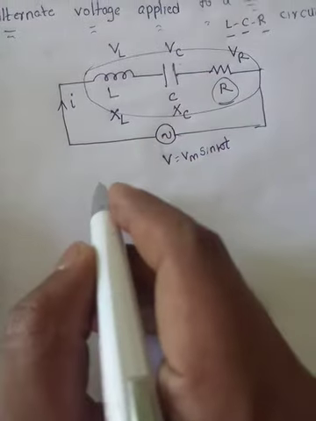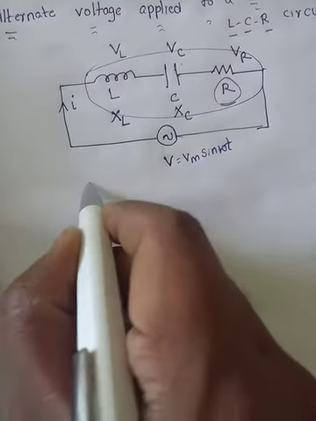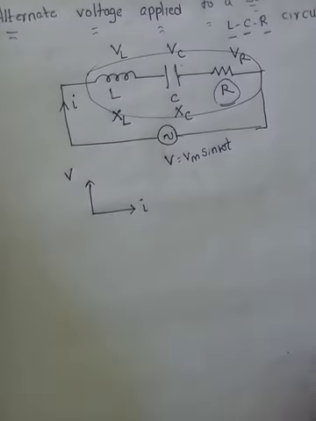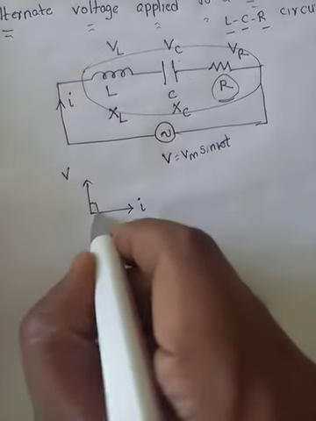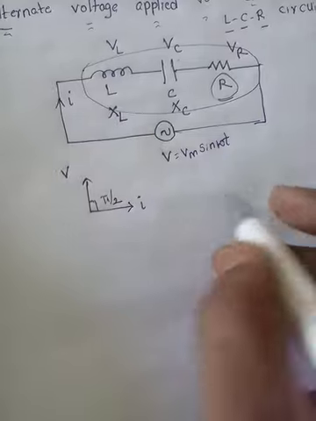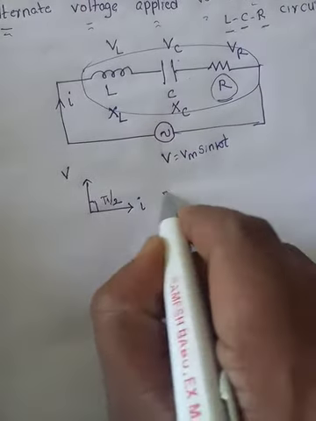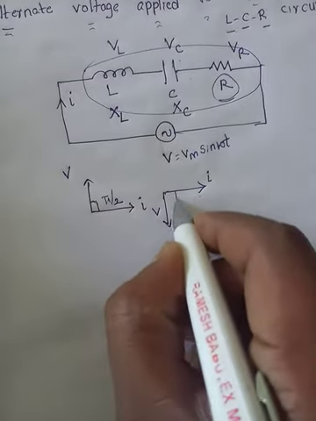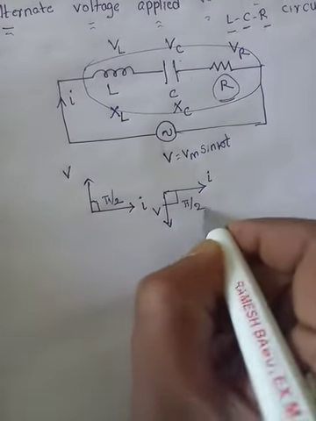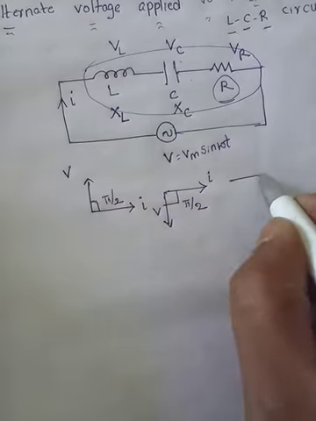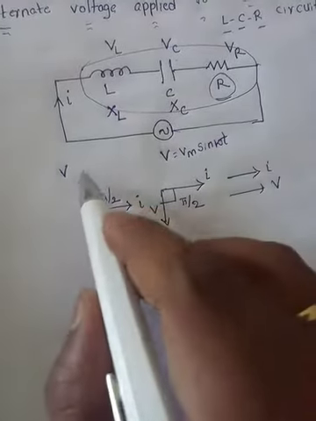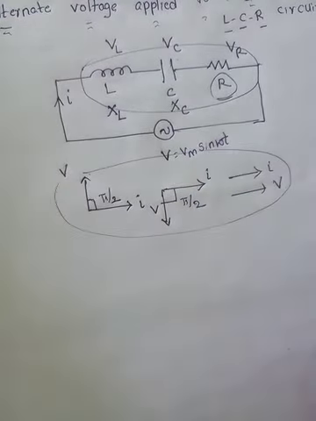Here in the inductor, the current is this one, and the voltage leads by pi by 2, right? What about the capacitor? This is I and this is V. Voltage lags current by pi by 2, and in the resistor, both are along the same direction. So these are the individual phase diagrams of these three elements.